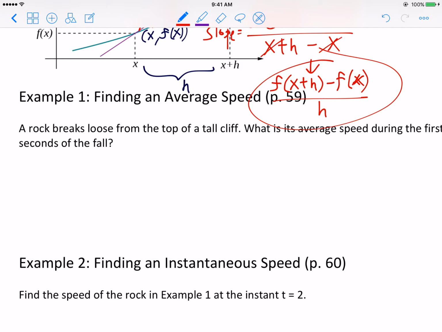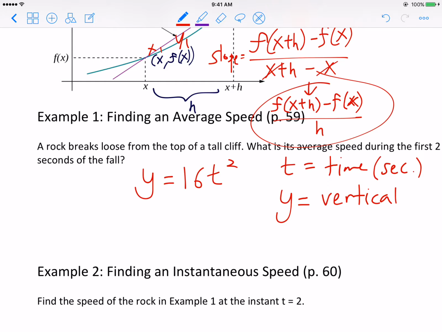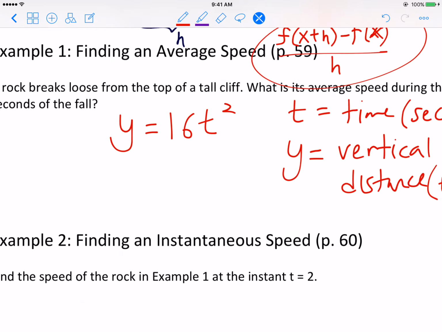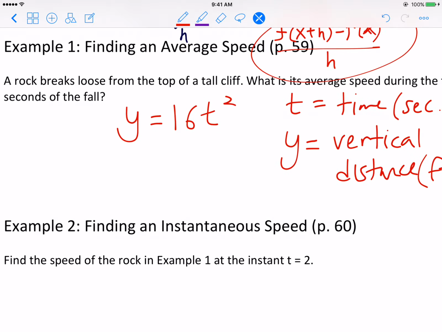For this problem, we're given the equation y is equal to 16t squared, where t represents the time in seconds after the rock was dropped, and y, I initially thought, was the height of the object, but it's the vertical distance covered by that drop. The unit for this variable is feet. So we have y equal to 16t squared. This will be provided for you. Then we're trying to find the average rate of change, or the average speed, during the first 2 seconds of the fall.